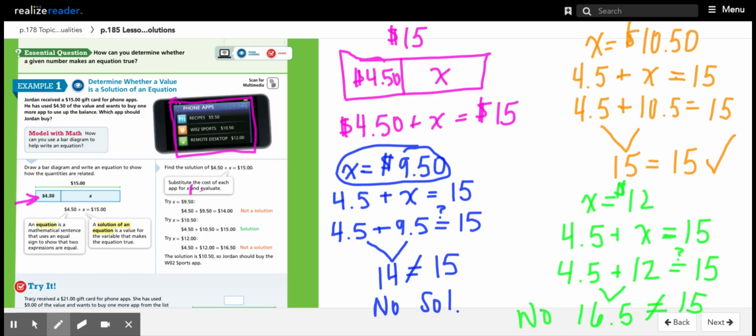So which app can he buy? He can buy the one for $10.50 to use the remaining amount on his gift card. So he would buy the sports app.